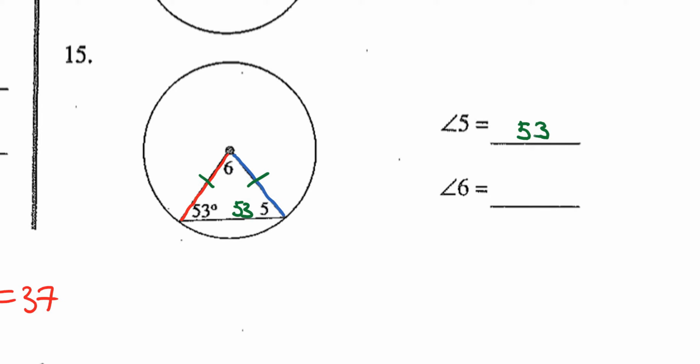And then for angle number 6, you can do the 180 minus the 53 minus the 53, and that should give you about 74 degrees there. Yeah, 74 degrees. Okay, so that's it for the first 15 questions. Let's go ahead and move on to the next set.